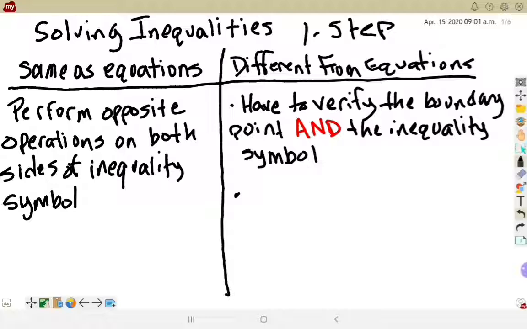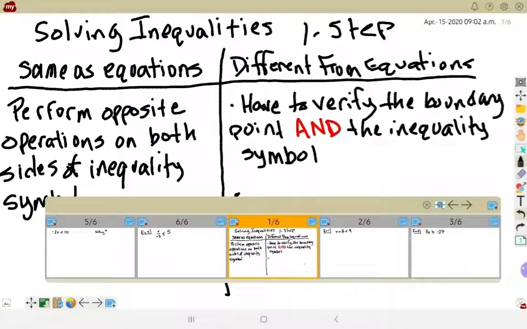One of the big differences is when we are verifying, we need to verify two things. So with equations it was just one, but for inequalities we need to verify the boundary point, which is basically what we've done already. But we also need to verify the inequality symbol, and that will become very important, and I'll show you why in a couple of examples here.